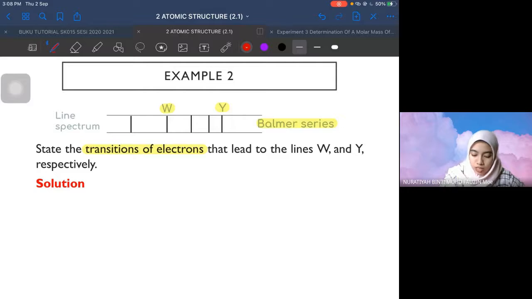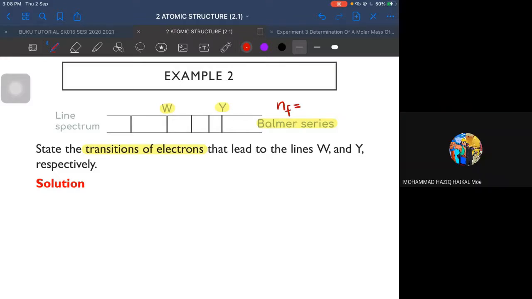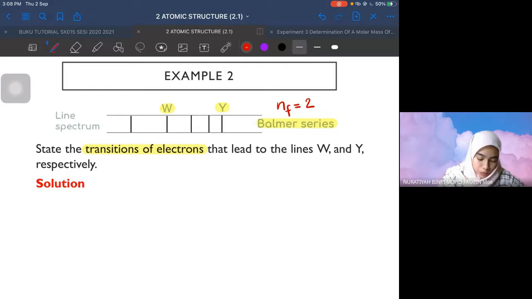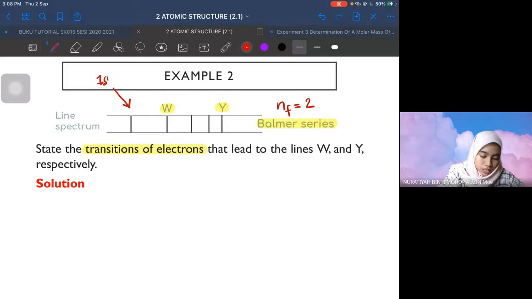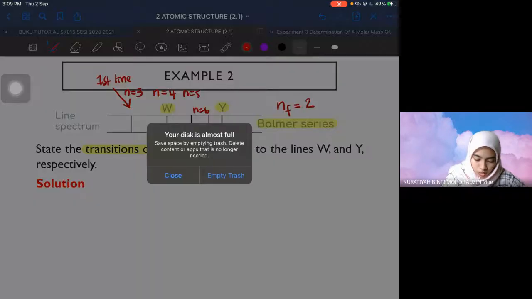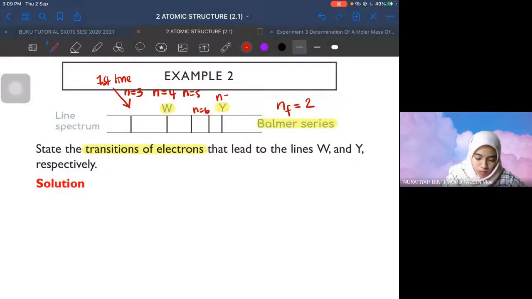So, Balmer series, awak punya n final berapa? 2. So, which is the first line in this line spectrum? Paling kiri ke paling kanan? Left. Okay, so kiri, this is kiri. First line. So, maksudnya for this first line, awak punya elektron jatuh dari n equals to 3. Ini n equals to 4, n equals to 5, n equals to 6, and n equals to 7. Okay, so awak tulis saja jawapan awak.